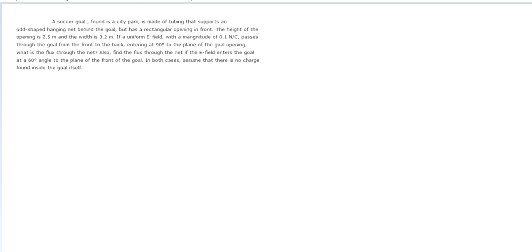Hey guys, I'm going to be solving this question which says a soccer goal found in a city park. Basically, all of this is useless. You can read it. It says the area is given here by giving the height and the width.